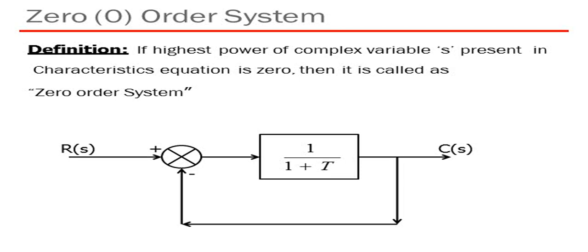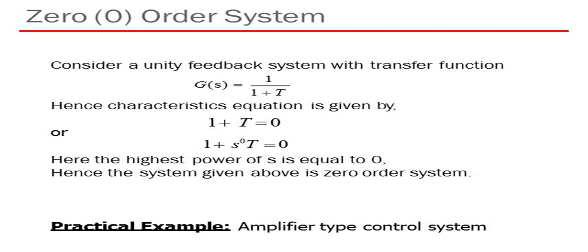It is represented by this, where the transfer function is given as 1 upon 1 plus t. So here is one example. Consider a unity feedback system with transfer function G(s) equal to 1 upon 1 plus t. Its characteristic equation is 1 plus t equal to 0. It is the equation of the denominator. You can notice there is no s term, so it can be written as 1 plus s raised to 0 into t.